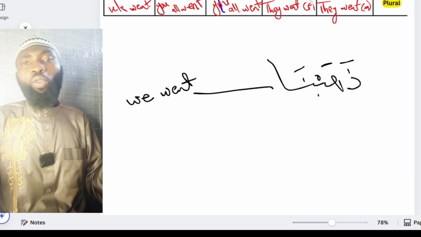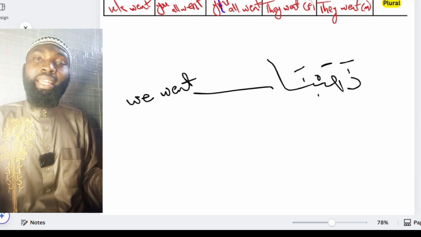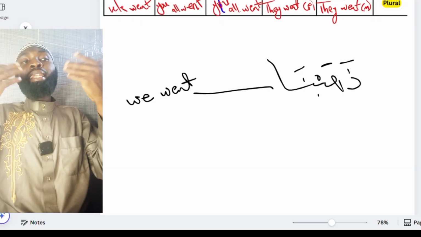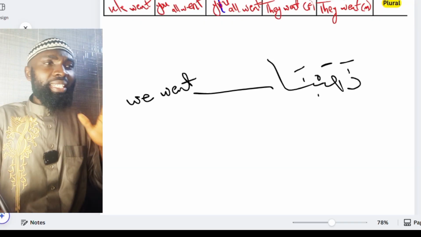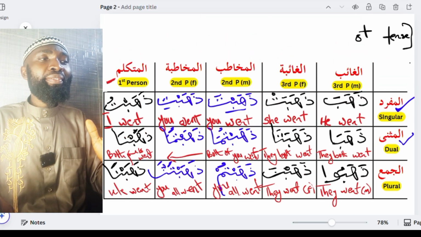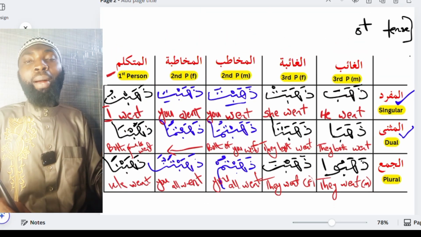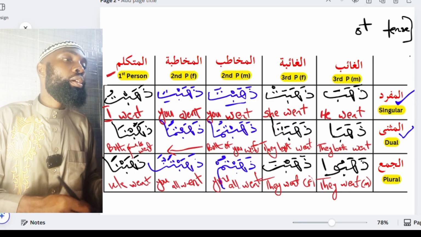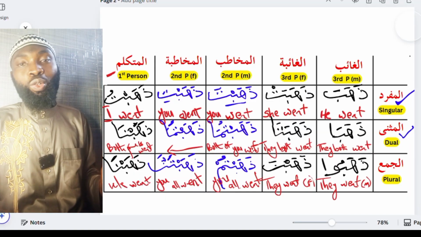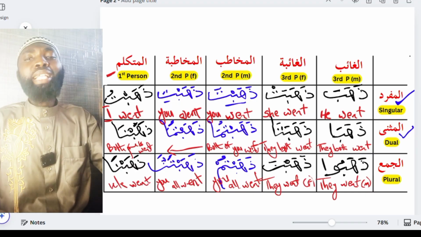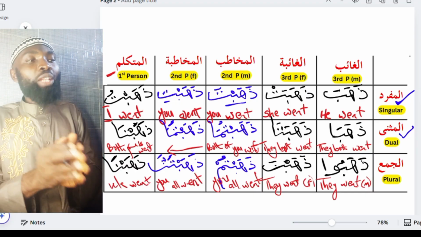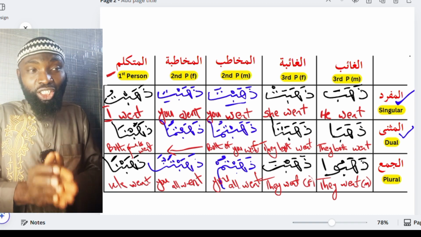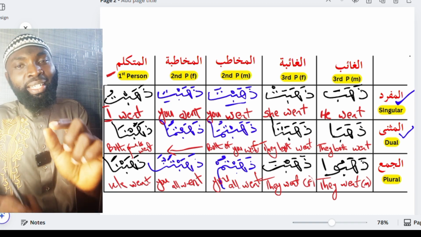For other words, we know how to form them: fa'alna, we did. Qatalna, we killed. Rajana, we returned. Akalna, we ate. So you have seen how we were able to form the past tense verb for the word dhahaba, and how we can relate this to all of the other verbs you will come across. This is just a pattern, a scale that will set the pace for you so you can use it to form other verbs. When next you meet, inshallah, we are going to be doing the same thing for the present tense verb.